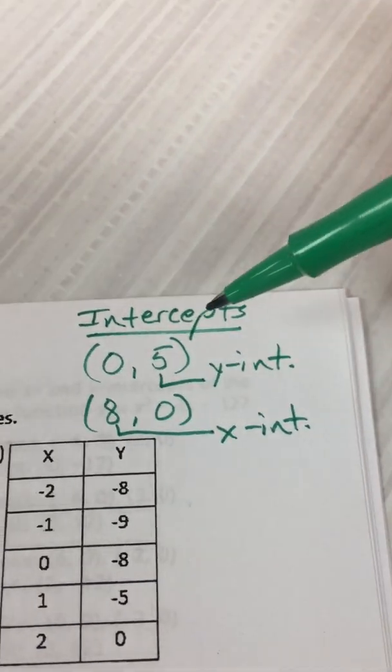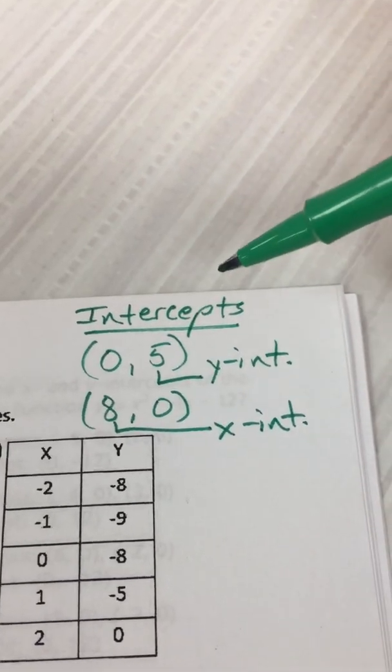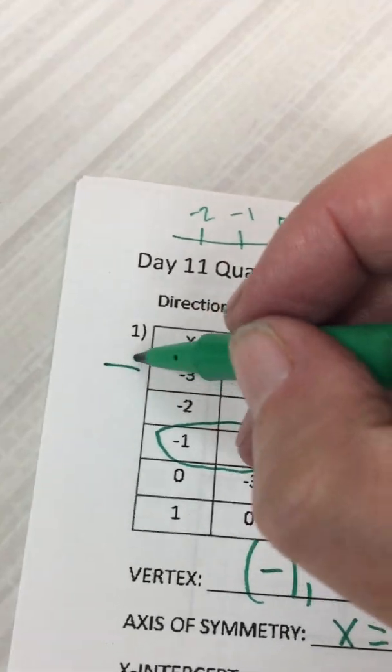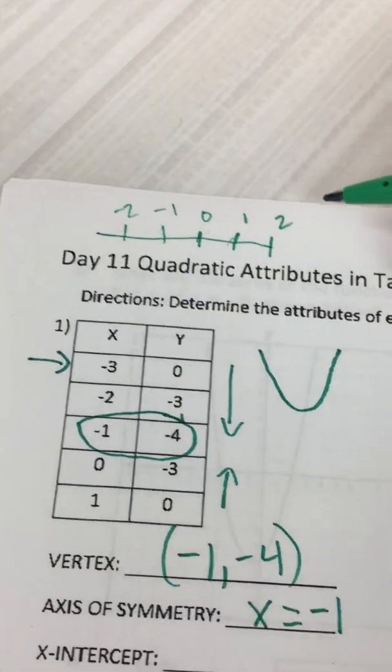So if I'm looking for intercepts in a table, I'm looking for points that have zeros in them. So let's go look at our table. Does this one have a 0 in it? Yes, I'm going to put an arrow here. That will be one of my intercepts.